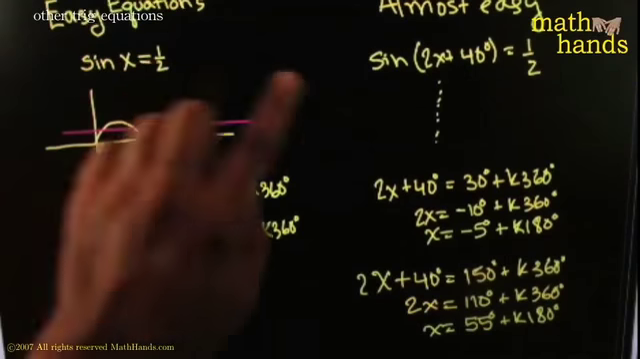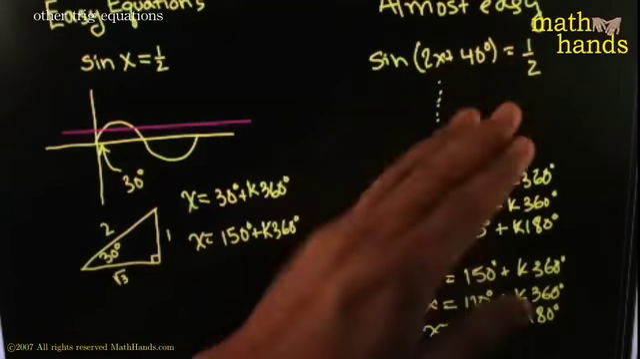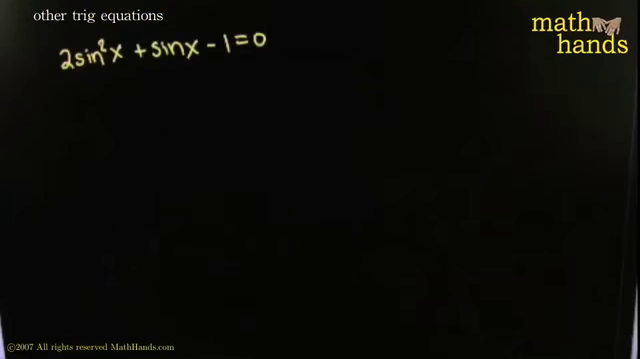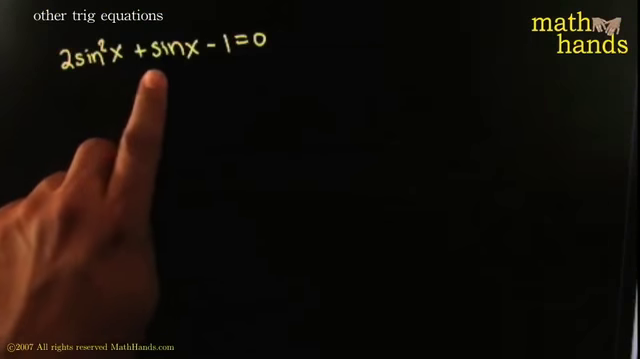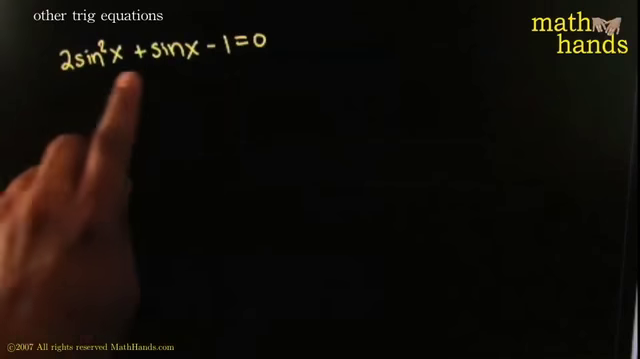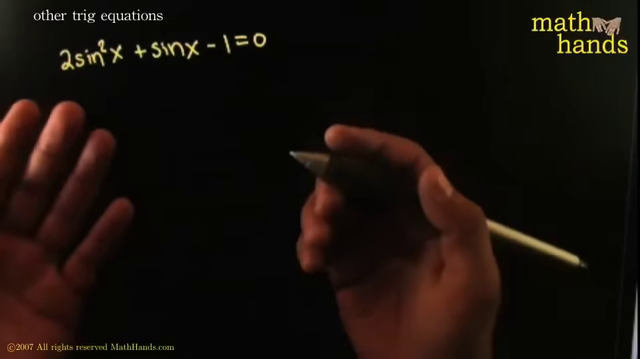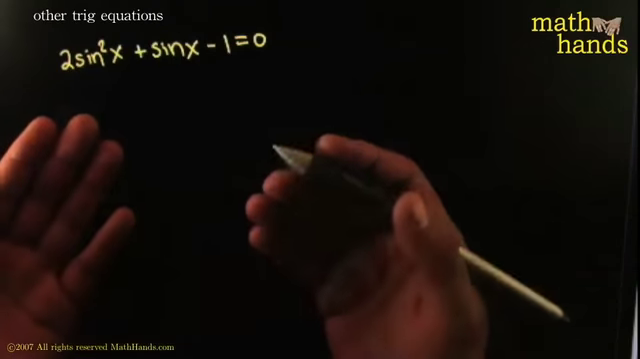This one was just a very basic one. Sine of some angle is equal to half. Sine of some stuff is equal to half. These are basic ones. This one has a different sort of flavor. It's got sine squares, and it's got a linear sine, and it's got a -1. It's got all sorts of things going on here. Not quite as easy.